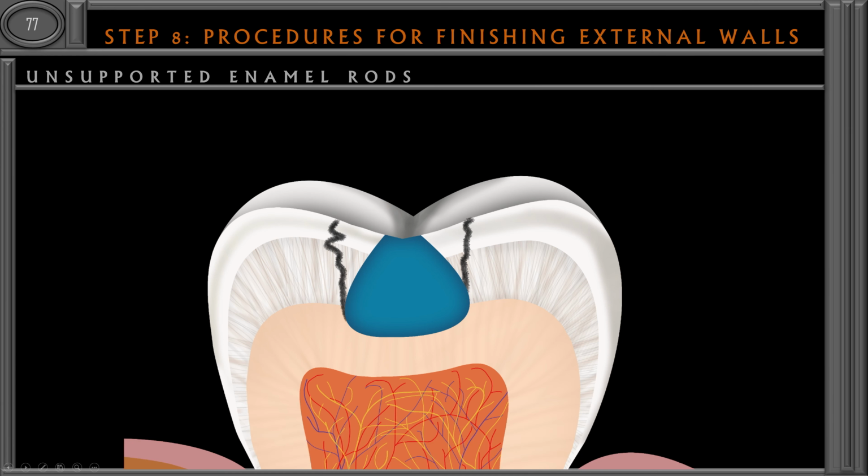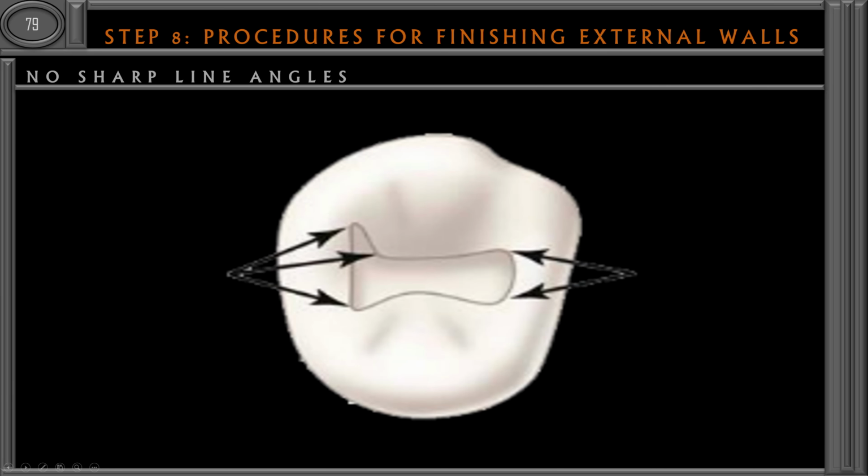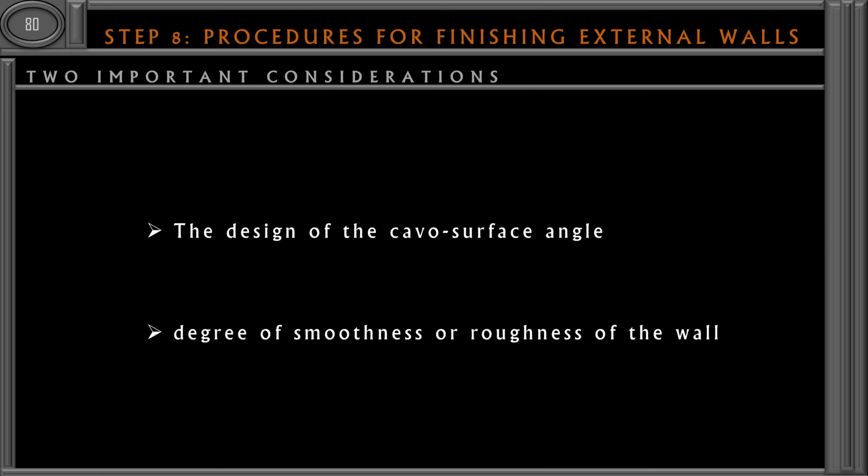So we should use instruments in order to remove these unsupported enamel rods. And there should not be any sharp line angles. Whenever there are sharp line angles, it indirectly tells us that there is excessive or unsupported enamel present. So we should never leave any area sharp in the tooth preparation.